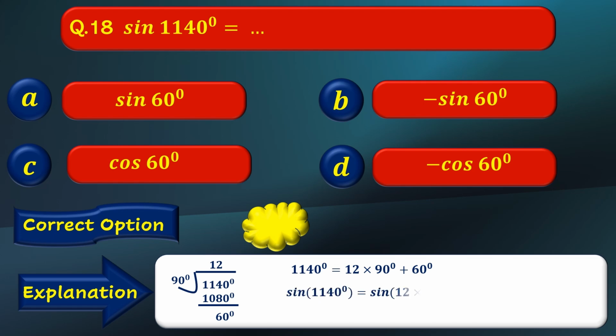Now we apply sine on both sides and we get sine of 1140 degrees is equal to sine of 12 into 90 degrees plus 60 degrees. Here we see that the quadrantal angle is even multiple of 90 degrees. Therefore, by conversion rule, sine will not be changed into its co-ratio, it will remain sine. Therefore, sine 1140 degrees is equal to sine 60 degrees. Therefore, correct option is option A.